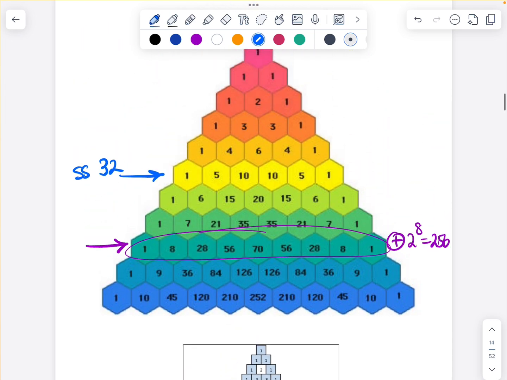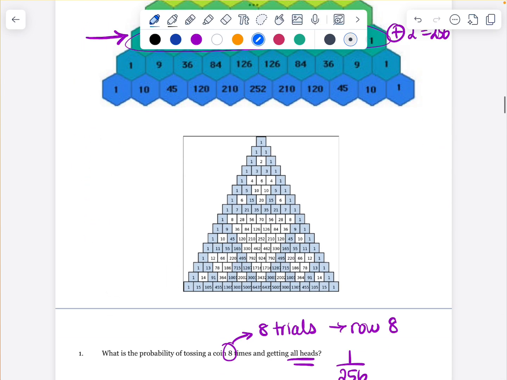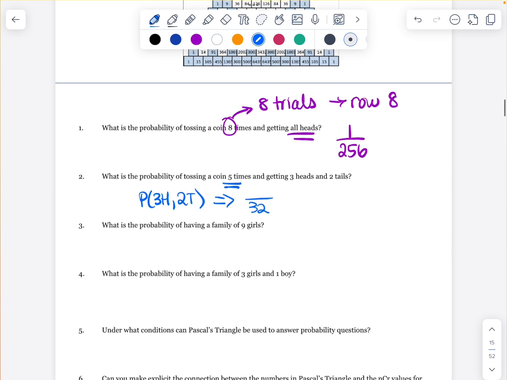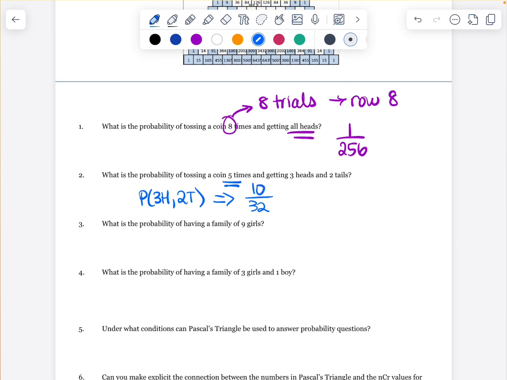So imagine I had all heads. Let's see, what are we tossing, 5 times? 5 heads would be here, 4. So 3 heads must be this, 10. So 10 out of 32, which we are going to simplify. All right. We're going to make that 5 out of 16.